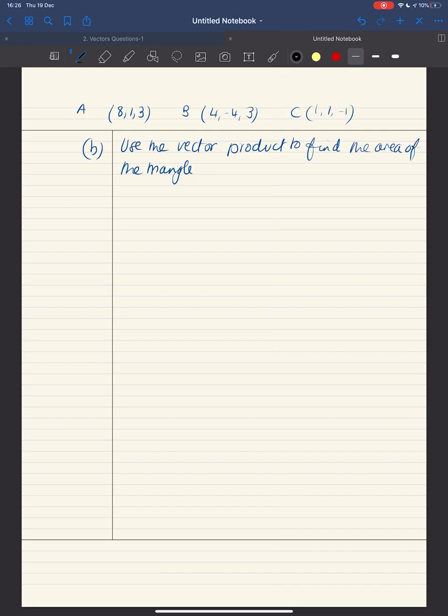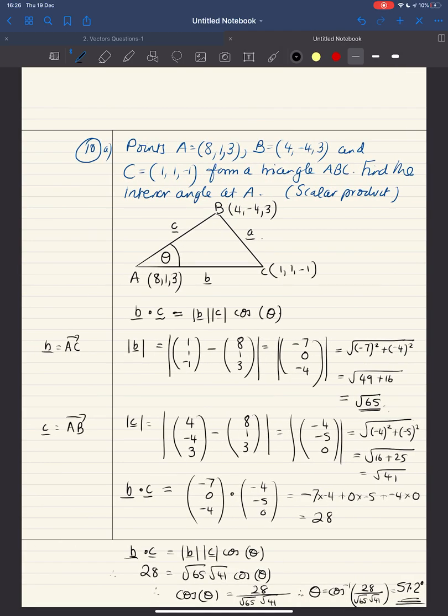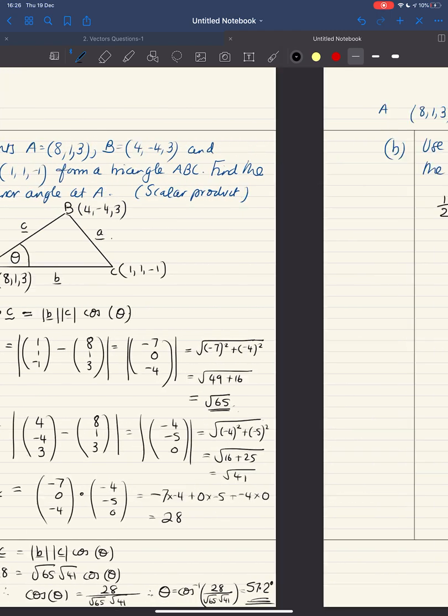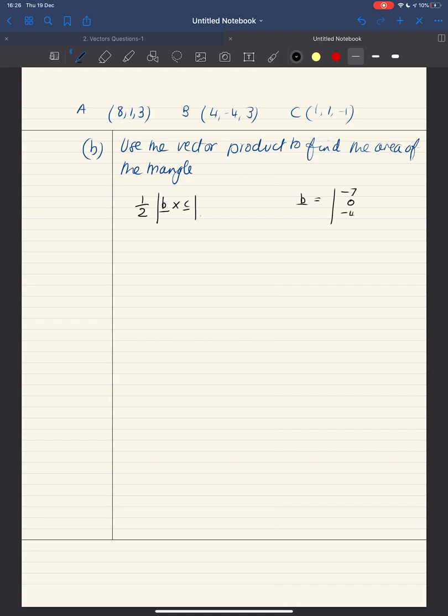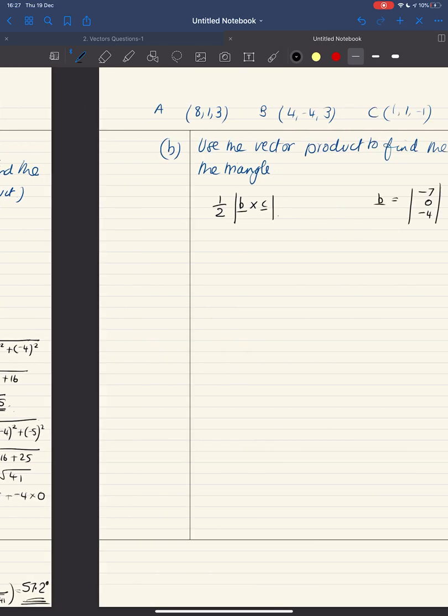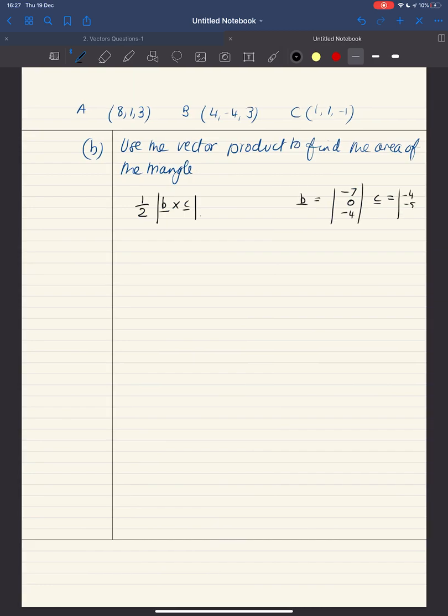So the vector product is going to be a half the modulus of B cross C. Okay, that's what you had from before, and B is minus 7, 0, minus 4, and C is minus 4, minus 5, 0.